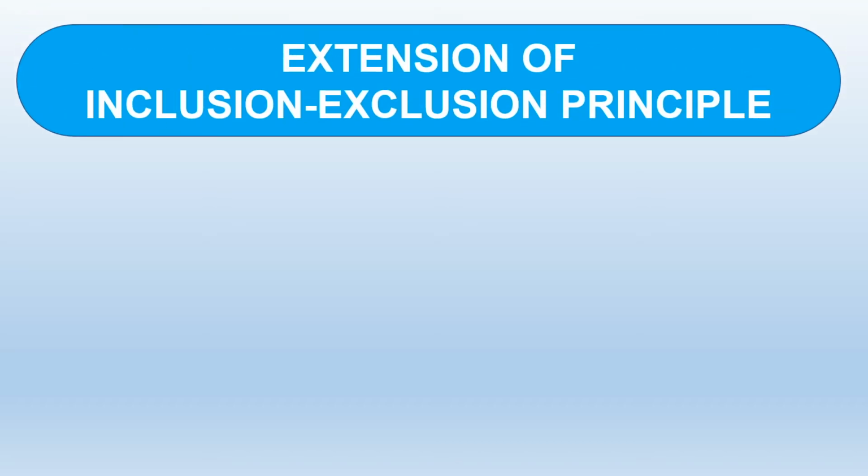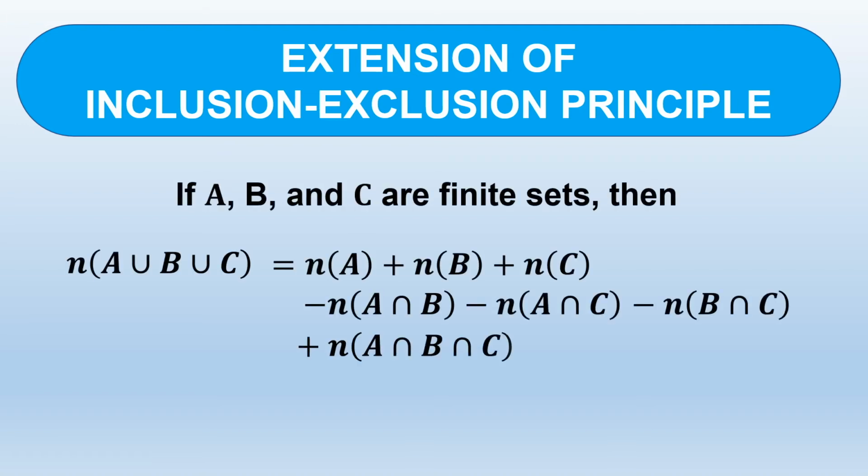The Sieve principle can be extended to 3 or even more sets. For the union of 3 sets, its cardinality is given by this equation. Take note that after adding the cardinality of each set and subtracting the cardinality of the intersection of the 3 sets taken 2 at a time, the cardinality of the intersection of the 3 sets is added. Let's discuss the next examples to illustrate the extension.